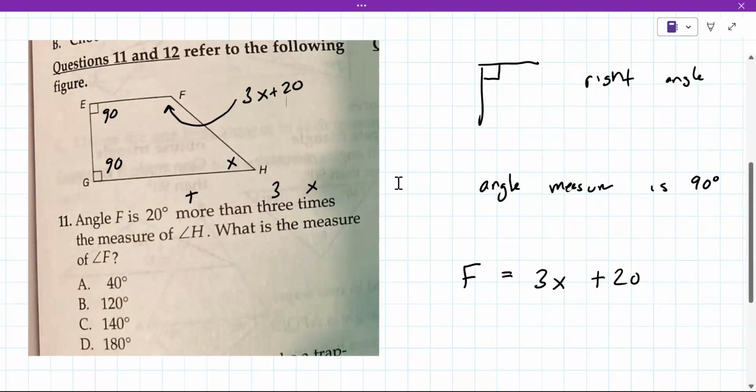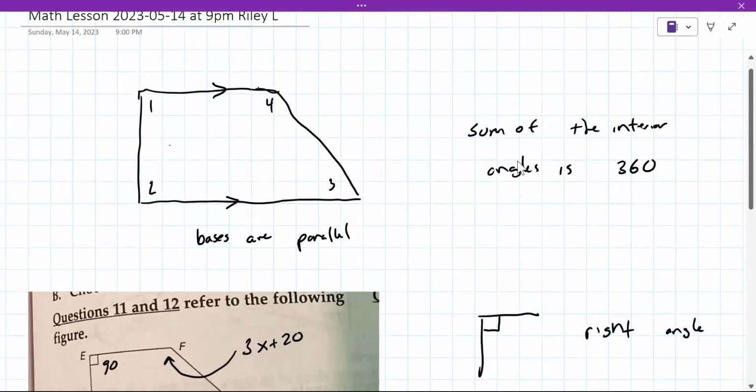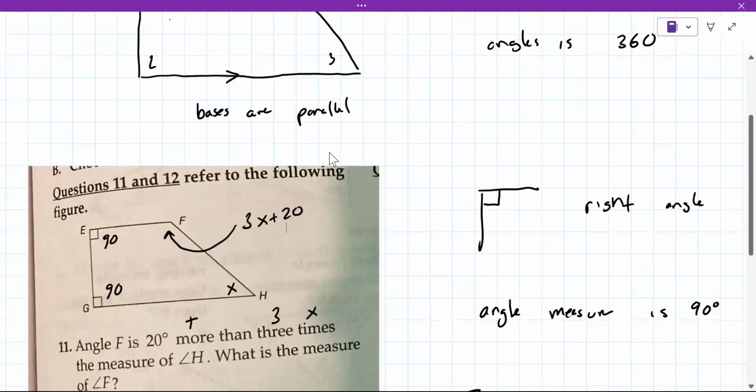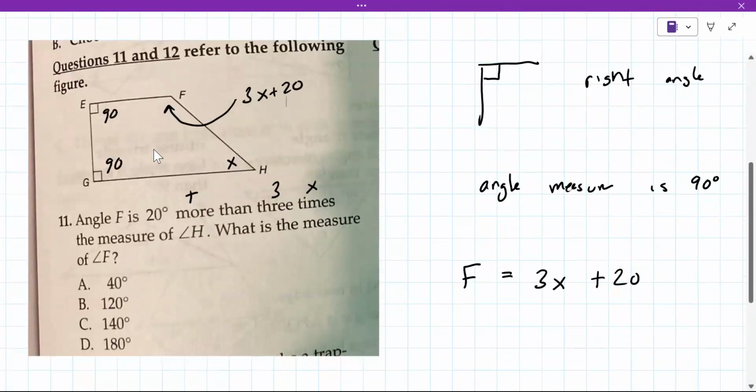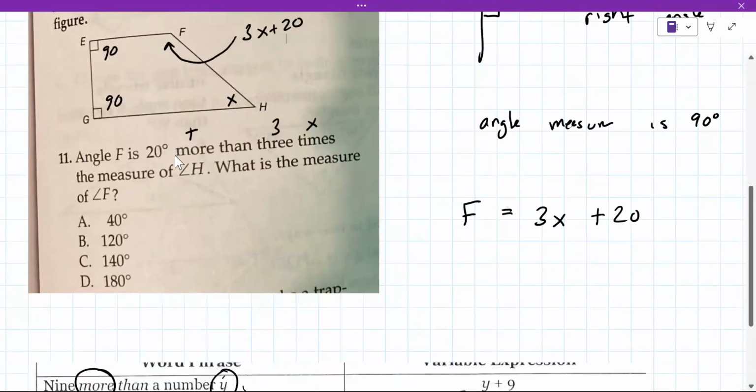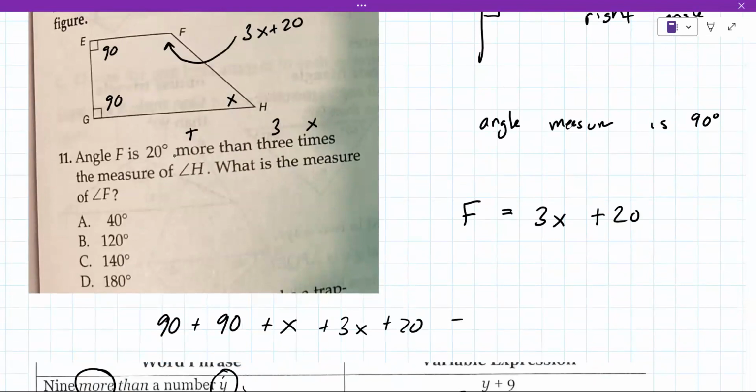Would you like more clarification on that? No, but how do we find what the actual measure is? That's where you've got to go back and know that the sum of the interior angles is 360. So you have to add up all of these angles to get to 360. So that's 90 plus 90 plus x plus 3x plus 20 equals 360.